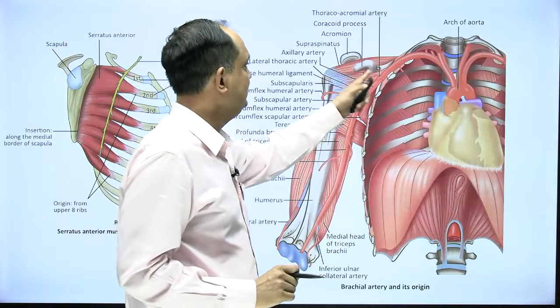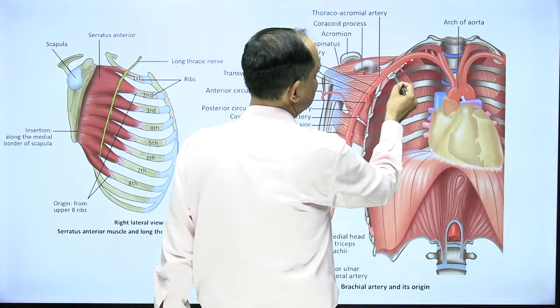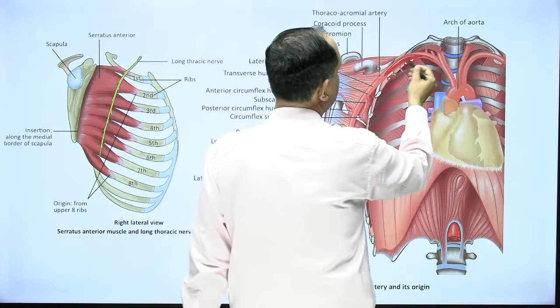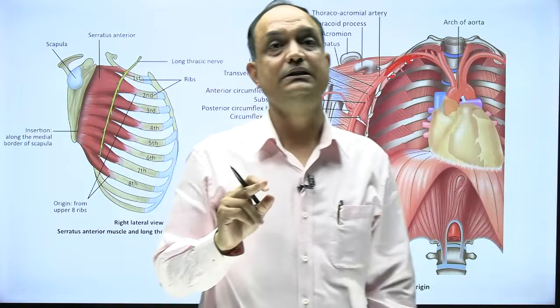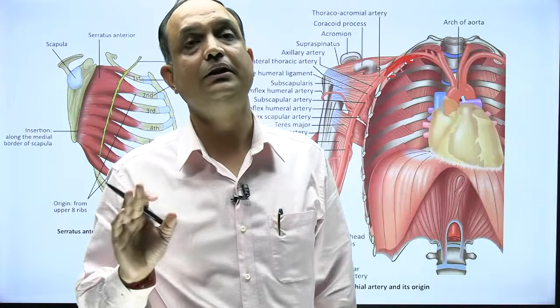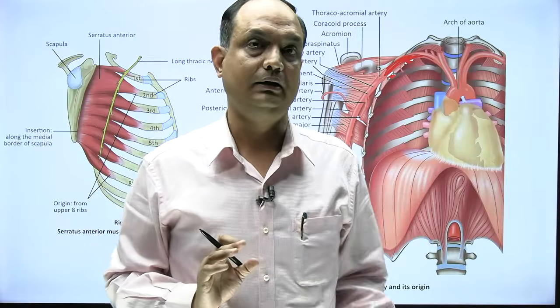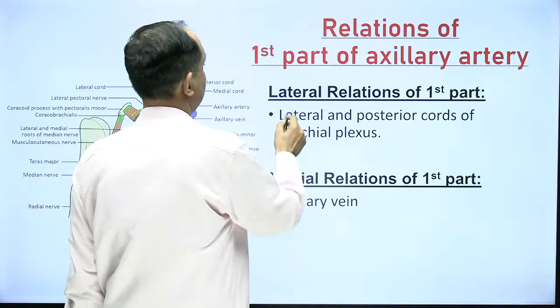Now here in this diagram, you can see that this is the first rib, this is the second rib, and this is your artery, which is very intimately related here. And this is why I told you that the first and second ribs lie in the posterior relation of the first part of the axillary artery. Clear? Now we'll see the lateral relation of the first part.